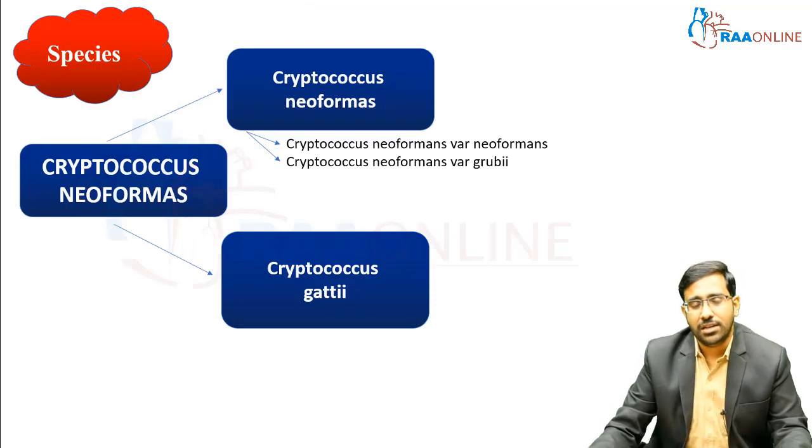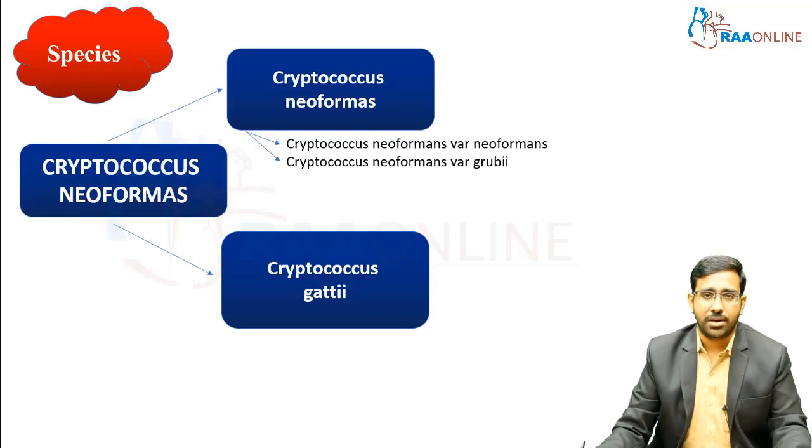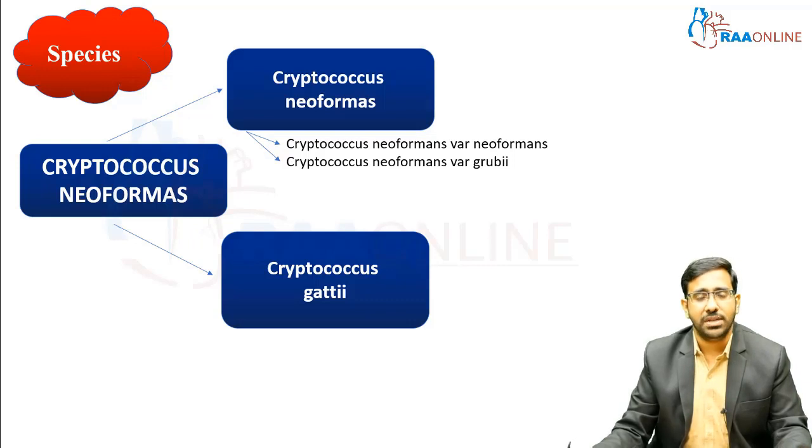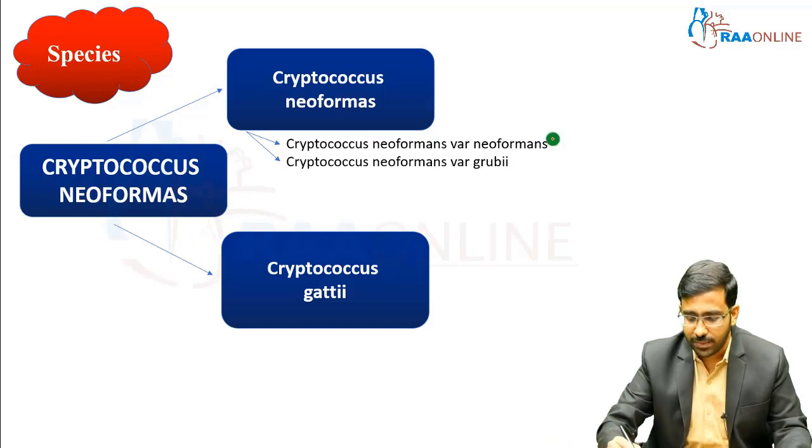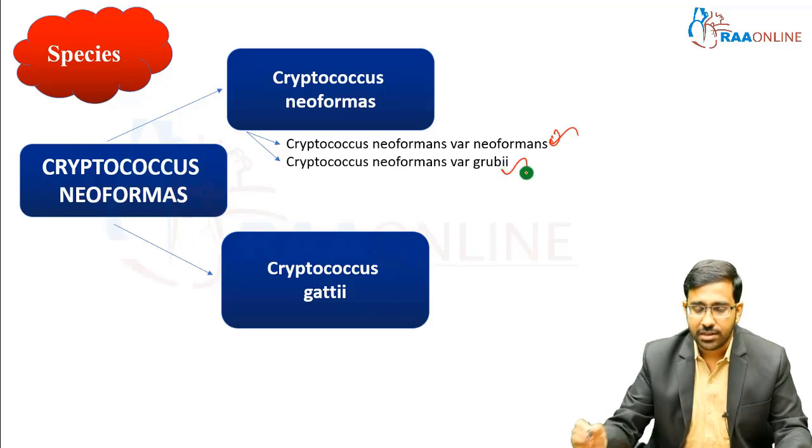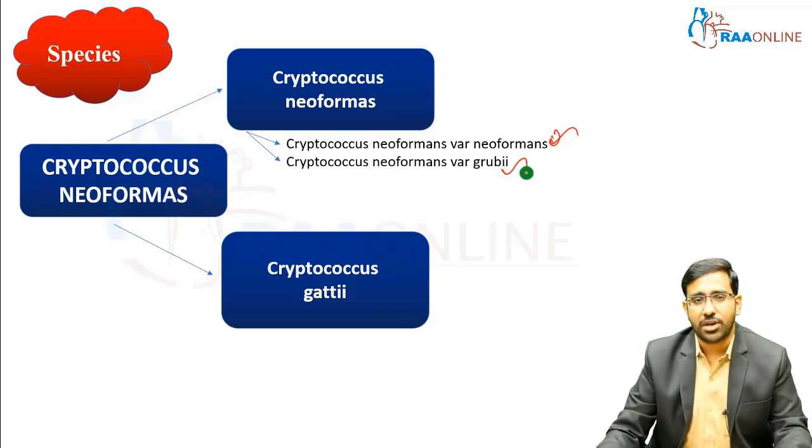Now species. Whenever we talk about cryptococcal meningitis, there are two species. One is Cryptococcus neoformans and another is Cryptococcus gattii. Cryptococcus neoformans has two subspecies: Cryptococcus neoformans var neoformans, and Cryptococcus neoformans var grubii. So these are the various subspecies of Cryptococcus neoformans.